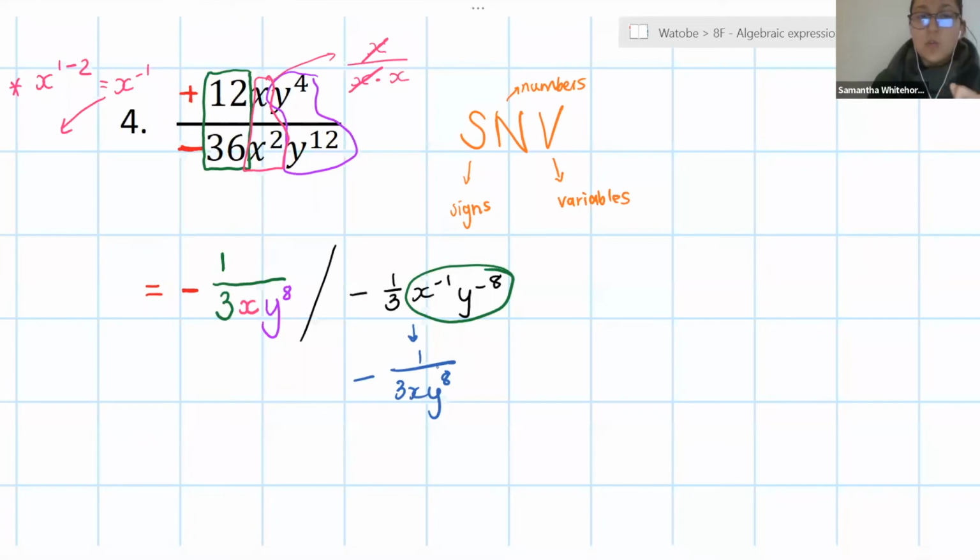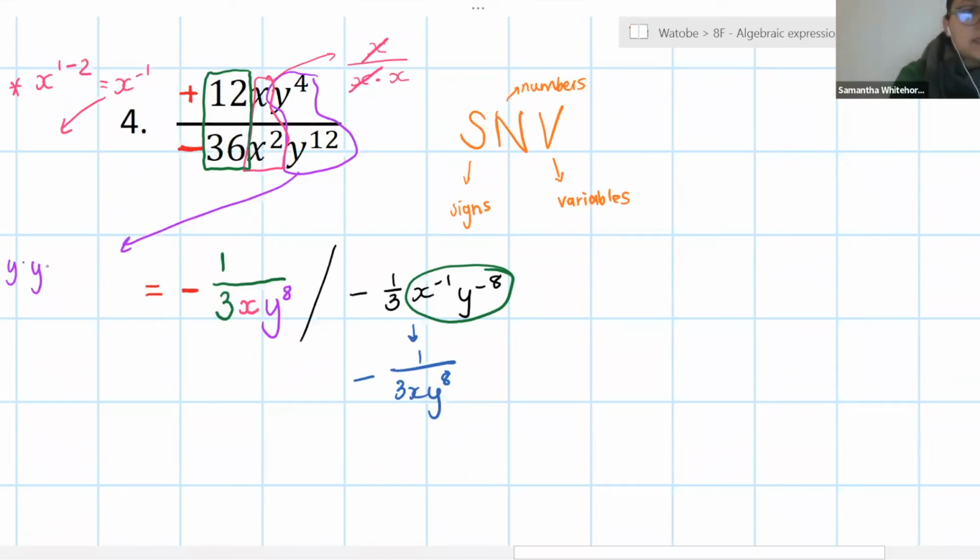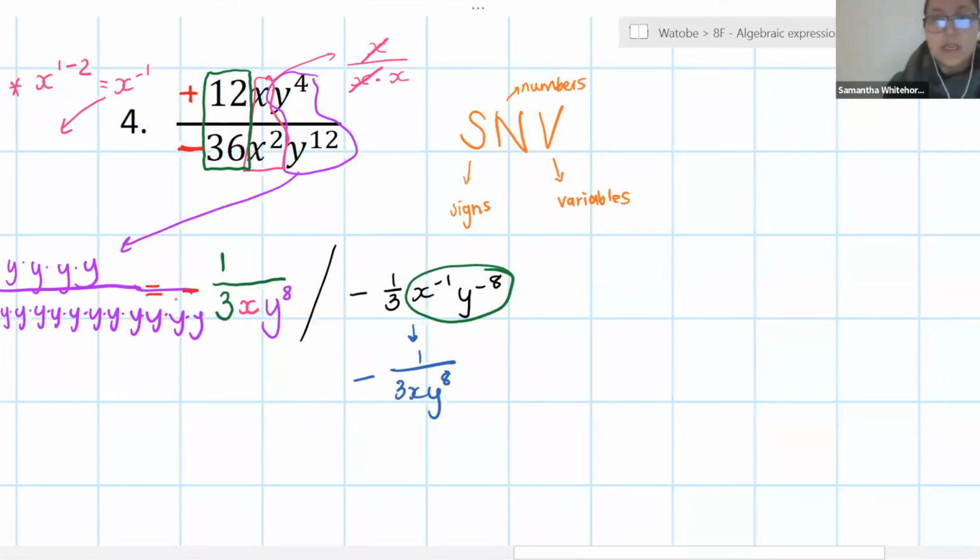Again, I got the y to the power 8 because I have got 4 y's in my numerator and 12 in my denominator. Right, apologies. We've got tons of y's there. If I cancel, I can cancel 4 at the top and 4 at the bottom, and that leaves me with 8 y's in the denominator. Okay, this is going back to exponent laws. So we need to be able to do our exponent laws with algebra.